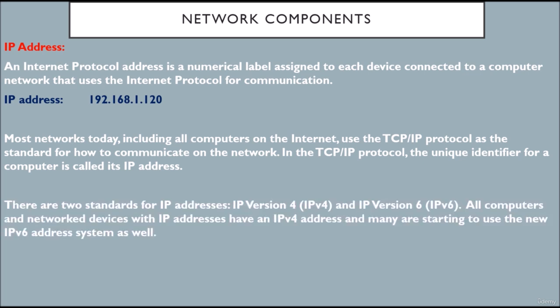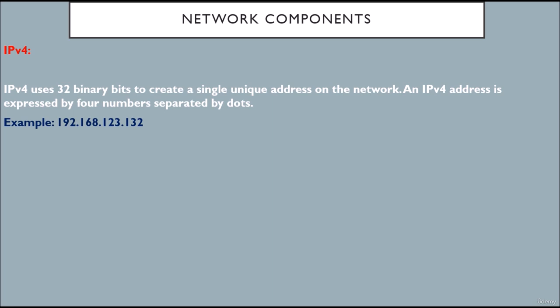There are two standards for IP addresses: IP version 4, IPv4, and IP version 6, IPv6. All computers and networked devices with IP addresses have an IPv4 address, and many are starting to use the new IPv6 address system as well. IPv4 uses 32 binary bits to create a single unique address on the network. An IPv4 address is expressed by 4 numbers separated by dots.